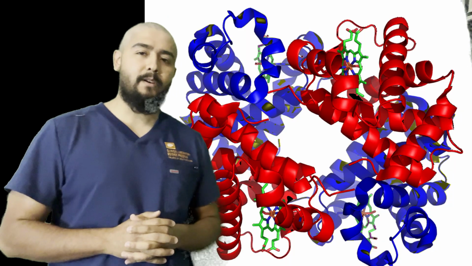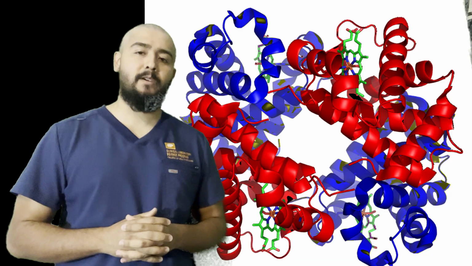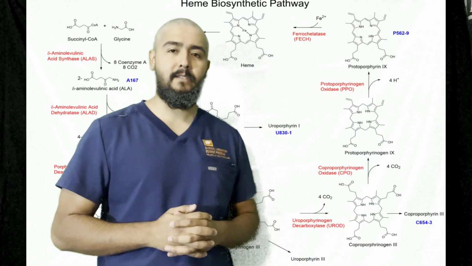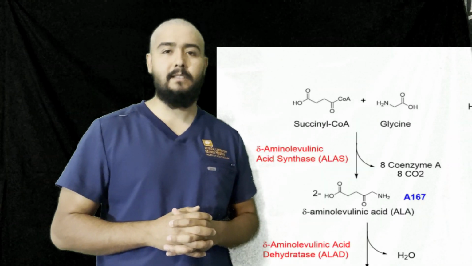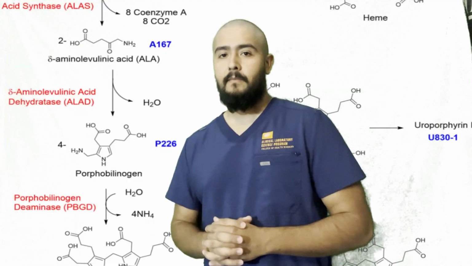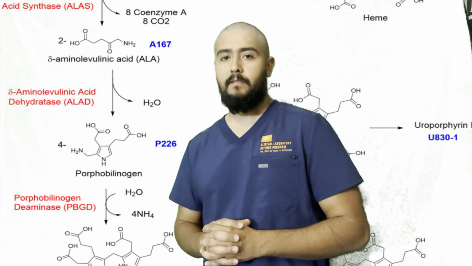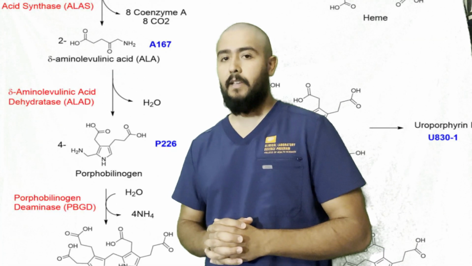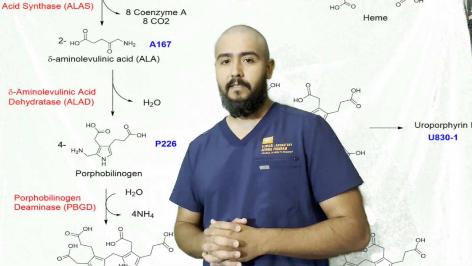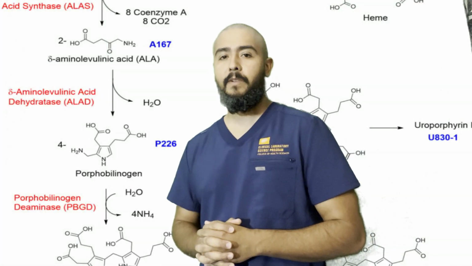The functional component of the red blood cell is called hemoglobin. Let's build a hemoglobin molecule. Now let's zoom into the mitochondria. Inside the mitochondria, we combine glycine and succinyl-CoA to make aminolevulinic acid. Now we leave the mitochondria and combine two aminolevulinic acids and aminolevulinic acid dehydratase to make porphobilinogen.